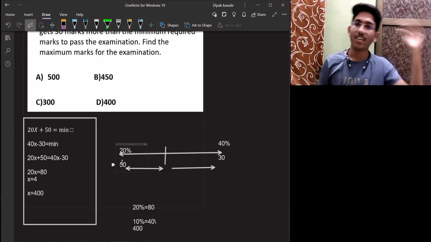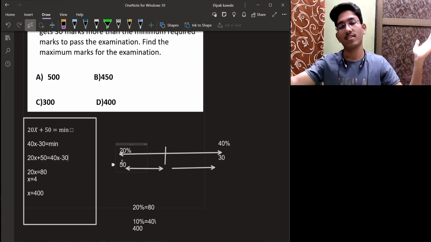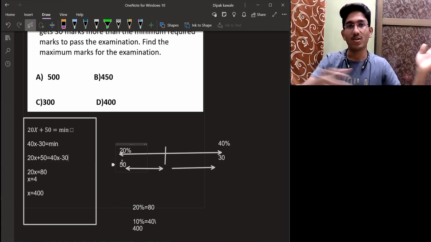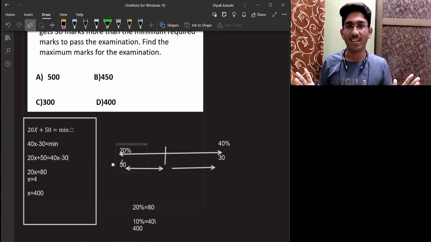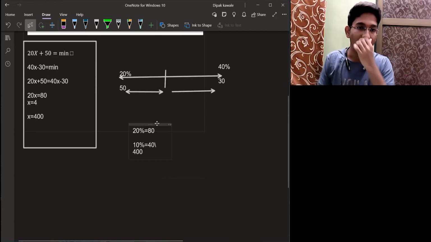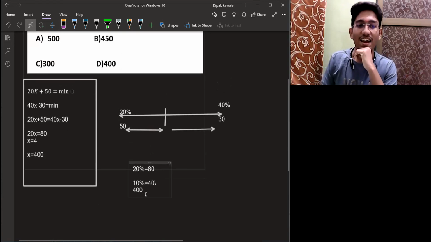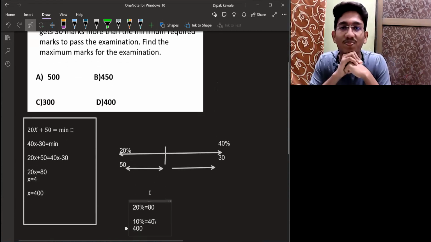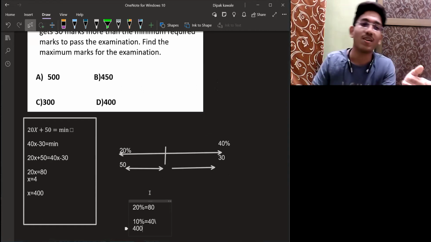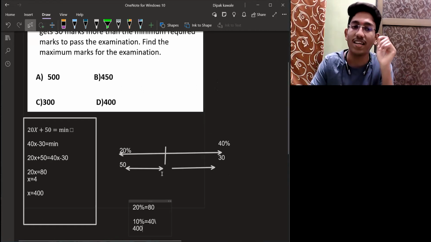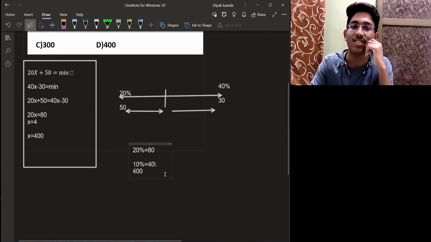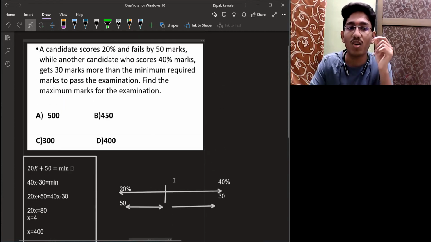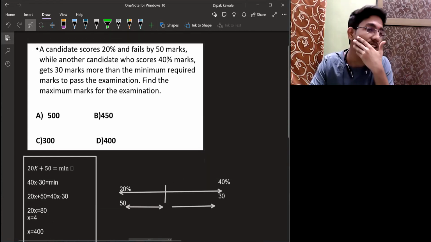OK, 50 meters behind is our school and 30 meters ahead is our home, so the total distance is 80. Similarly I can say that my 20% is equal to 80 and 10% is equal to 40. So I can say that my 100% is equal to 400. Simple, guys. Now you might not have found the difference, but students, this is very easy, because to solve these types of problems you do not need to touch the pen. You can simply find the difference. Let's take one more example.